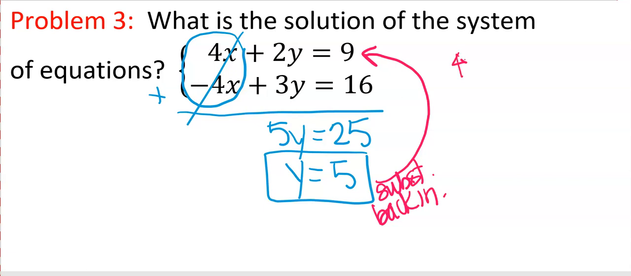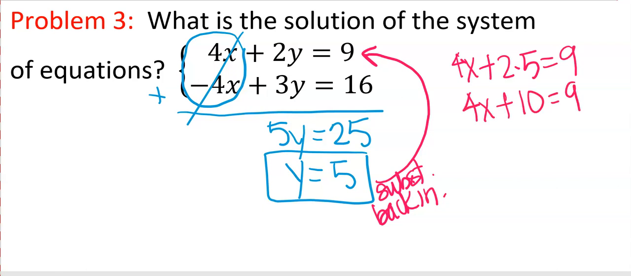So 4x plus 2 times 5 equals 9. 4x plus 10 equals 9. 4x equals negative 1. Is it negative 1/4? Yep. Okay.